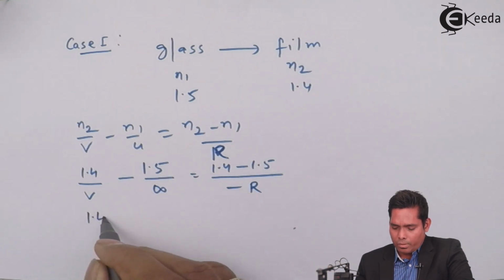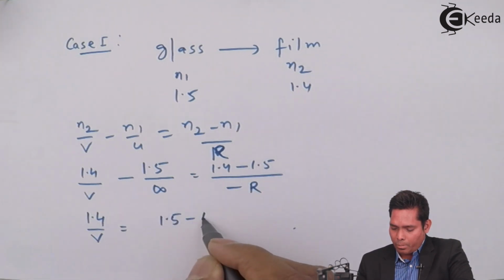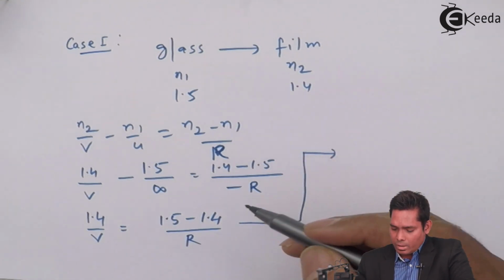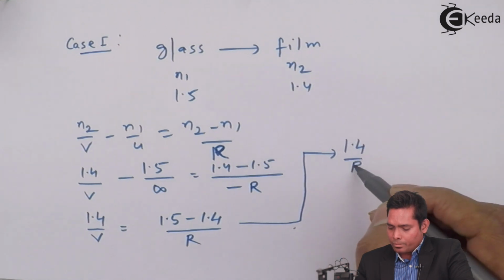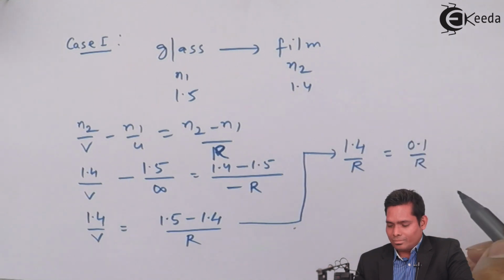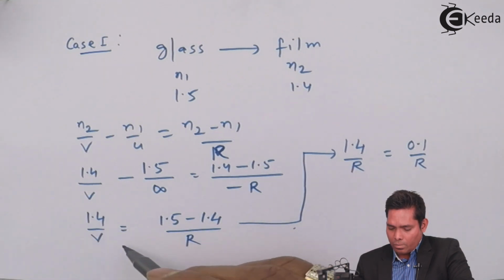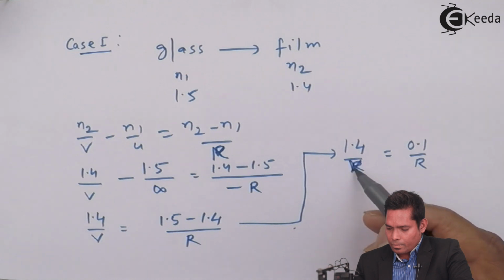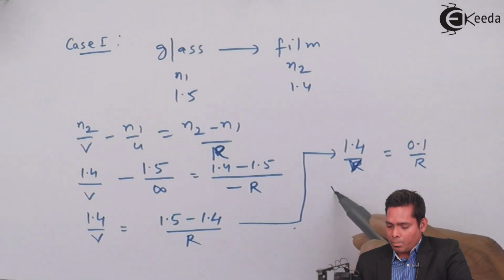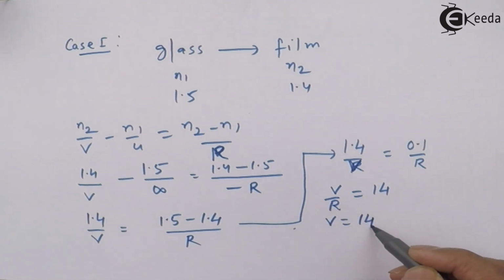So this is 1.4 divided by V equals to, this minus multiplied here, it is 1.5 minus 1.4 divided by R. So from here if I write, then this is 1.4 divided by R, this is 0.1 divided by R, so it's 14, and this is 1. So this is V, this is V here, so 1.4 by V here, so 0.1 by R here. So from here V by R is 14, that means V equals to 14 R.